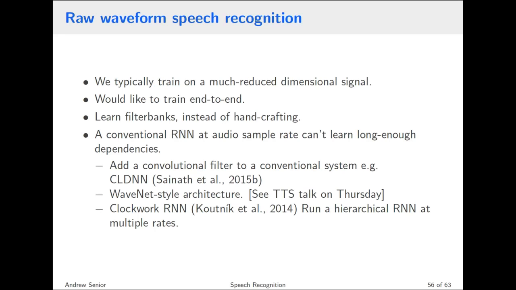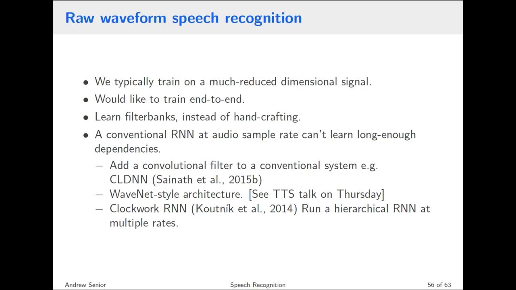One is just putting a convolutional filter on the front end of an existing neural network system. One effort has been to put a convolutional filter on the front of the CLDNN architecture that we looked at before, and I'll talk about that in the next slide. Or there's the WaveNet style architecture, which we'll come to later for TTS, which has also been applied for speech recognition, although only a very rudimentary speech recognition so far.